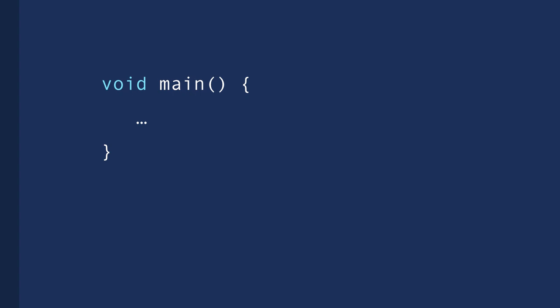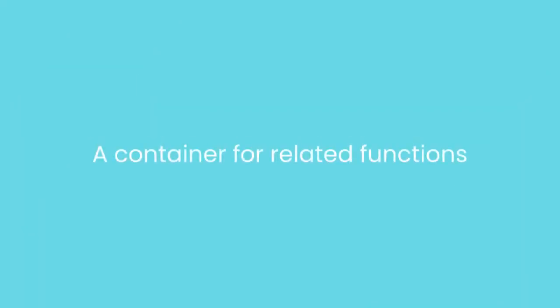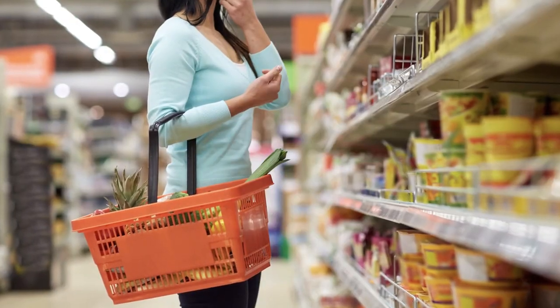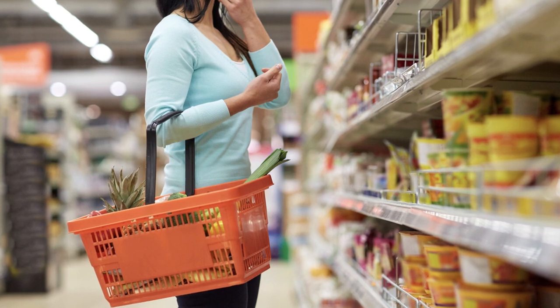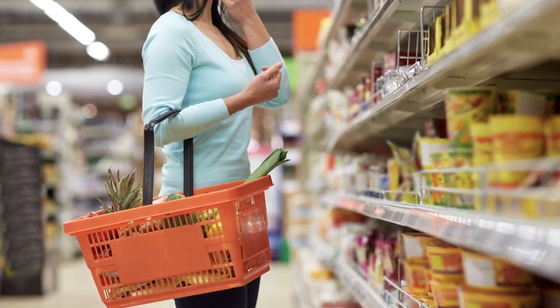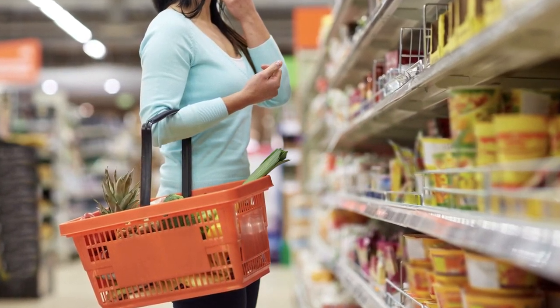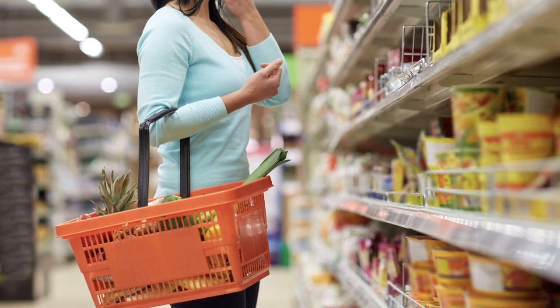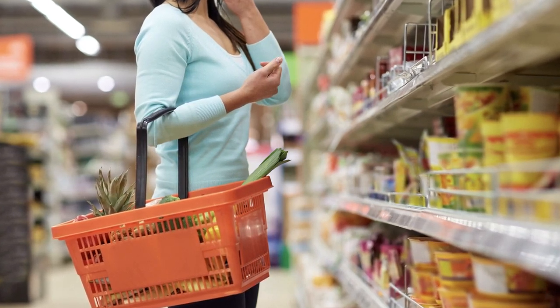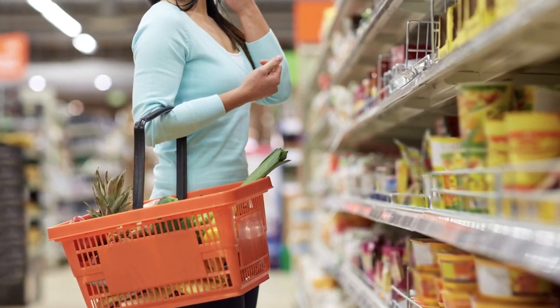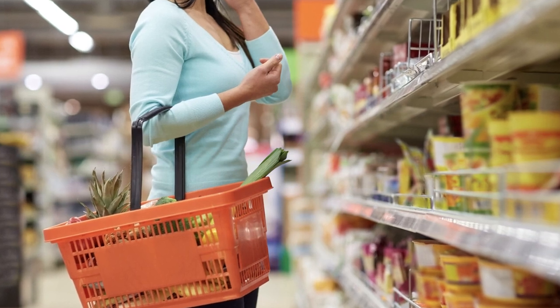Now, these functions don't exist on their own. They should always belong to a class. So a class is a container for one or more related functions. Basically, we use these classes to organize our code, just like how products are organized in a supermarket. In a supermarket, we have various sections like vegetables, fruits, cleaning products, and so on. Each section contains related products. By the same token, a class in Java contains related functions.